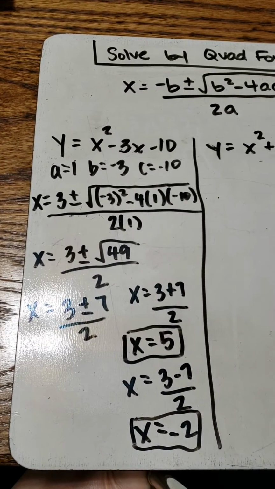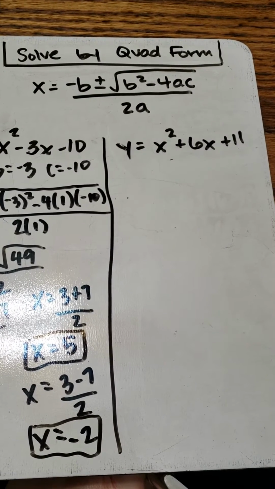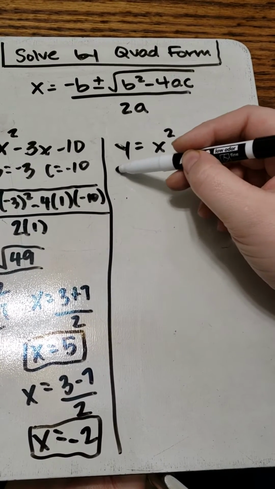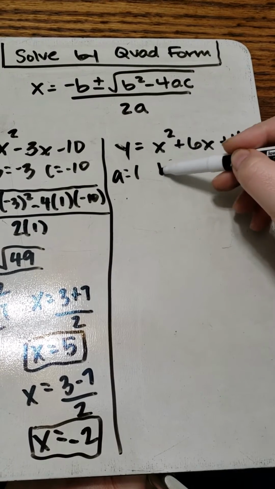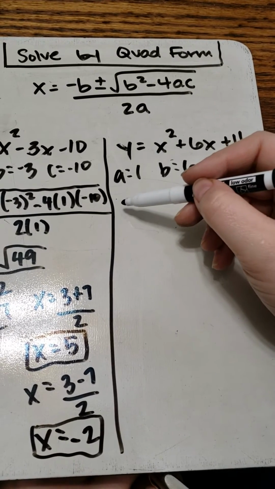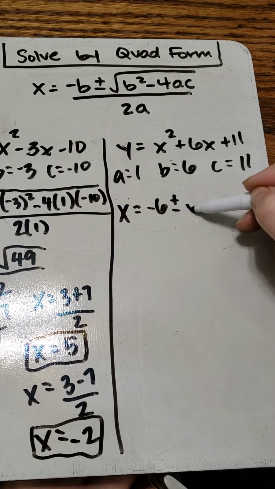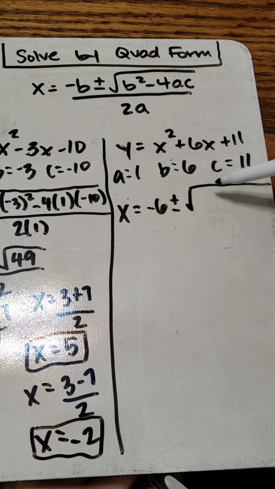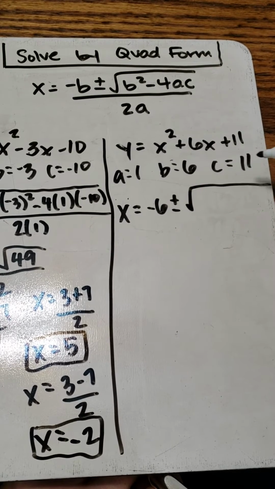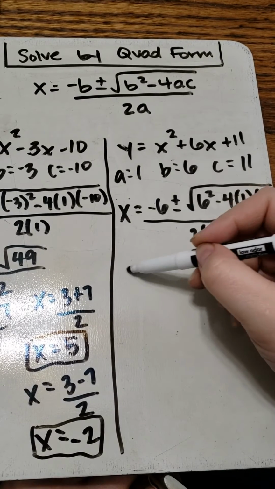Okay. All right, second one over here. So we're going to do the same thing. These are actually going to end up being imaginary answers. So we're going to determine our A, B, and C. A would be 1, B would be 6, C would be 11. We're going to plug into our formula. So we're going to do the opposite of B, -6, plus or minus. We get that discriminant part, so the b squared minus 4 times A times C. So 6 squared minus 4 times 1 times 11, all over 2 times A, so 2 times 1.